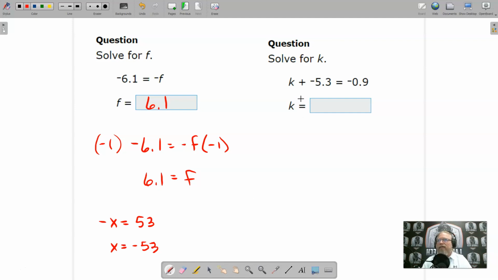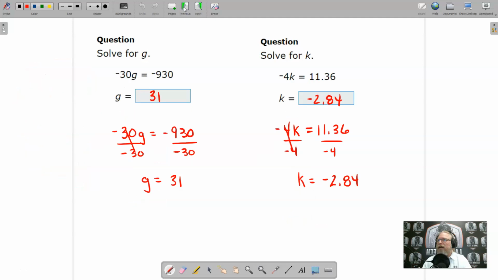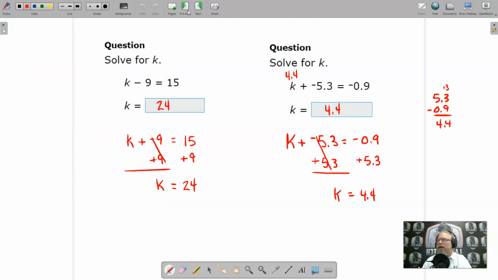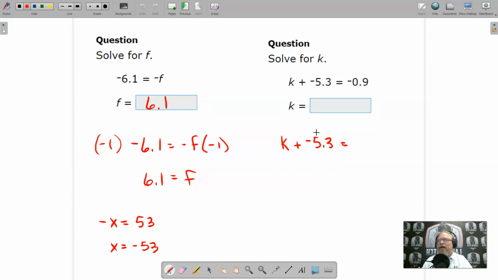And then finally, for the final problem in this video, k plus negative 5.3 equals, and I did this one, didn't I? 5.309? I did, back here. Okay, so we're good to go on that. Already did that question. So I guess we could, no, I'm not going to finish it up.